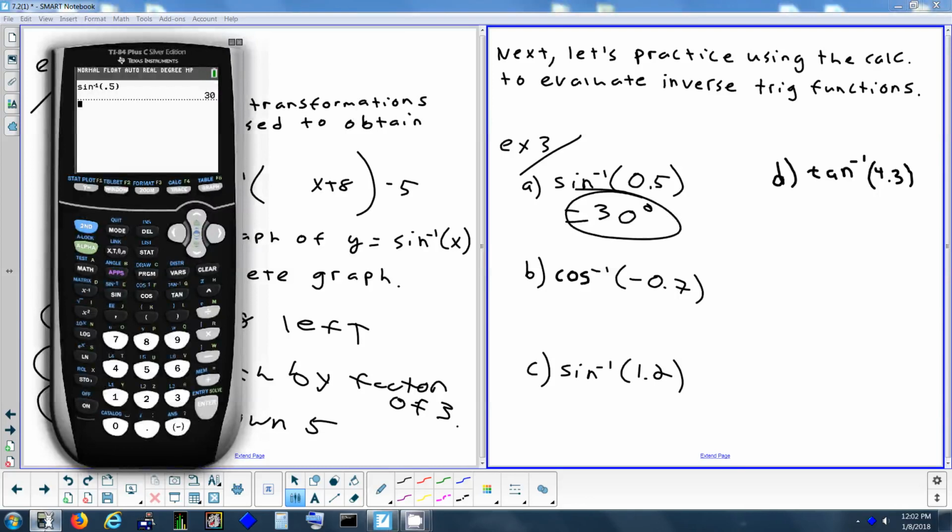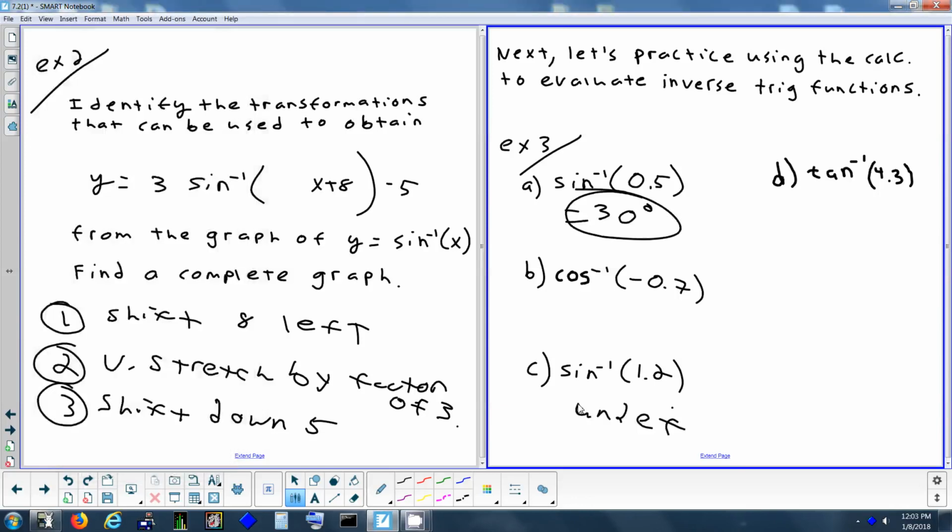Does anybody know what's going to happen with C when I type that in? Think about what's the highest and the lowest that the sine wave ever goes? Negative 1 to 1. You're picking a number that's above the sine wave. Well, that's a problem. You can't do that. So C is undefined. B would have a solution, and so would D. But the way you type it in is second, and then your trig function. And that's it. Any questions on that?